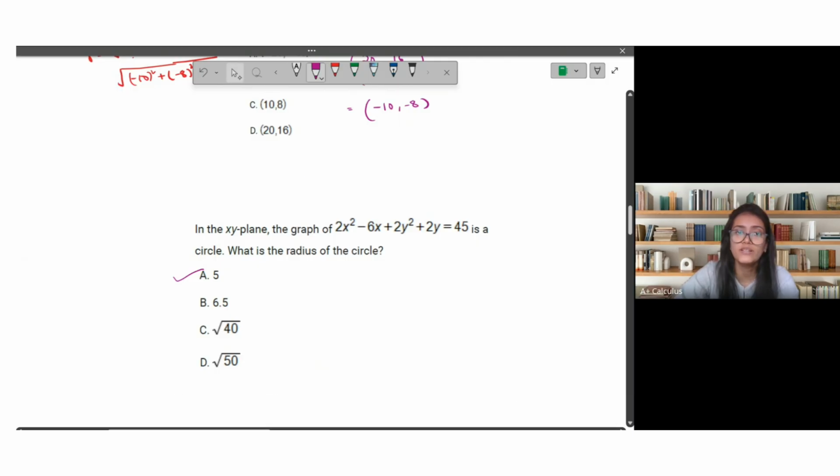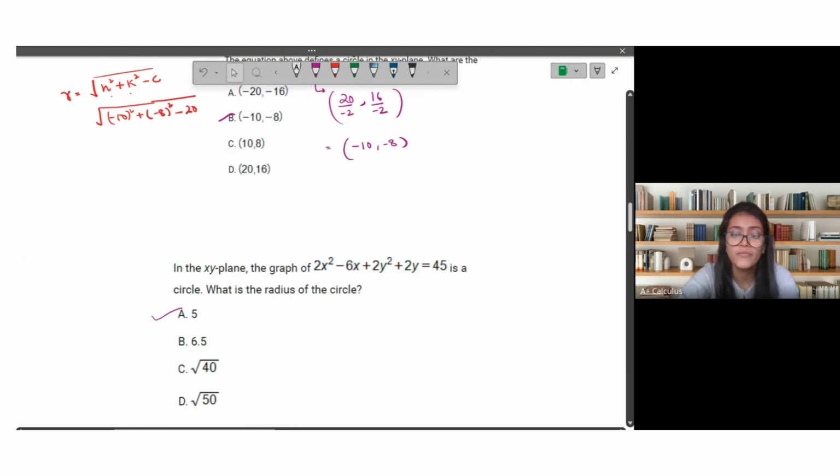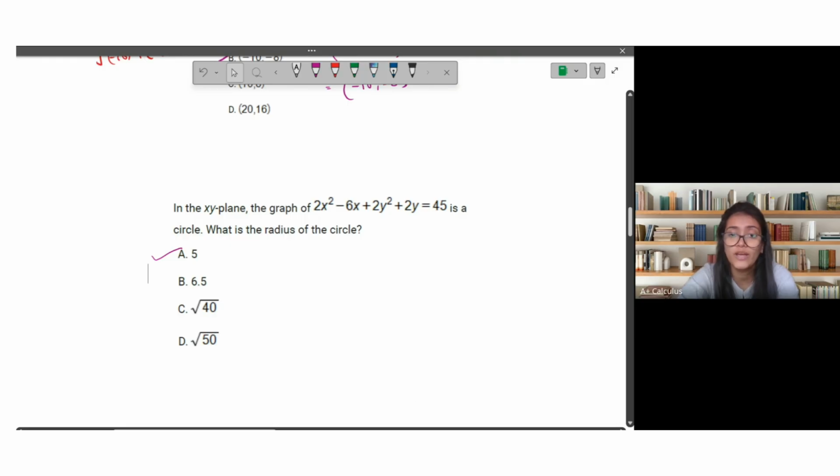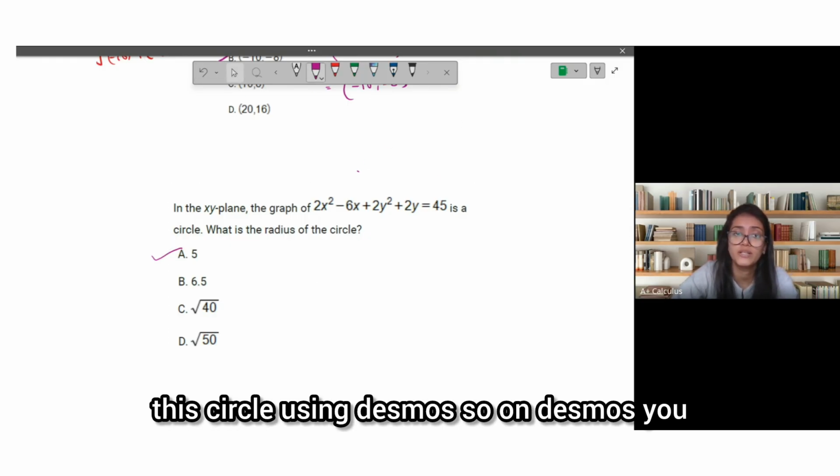So there are 2 ways. You can either use this method to find out the center and the radius, and the other method is using DESMOS. Now, what if you have to find out the center of this circle using DESMOS?